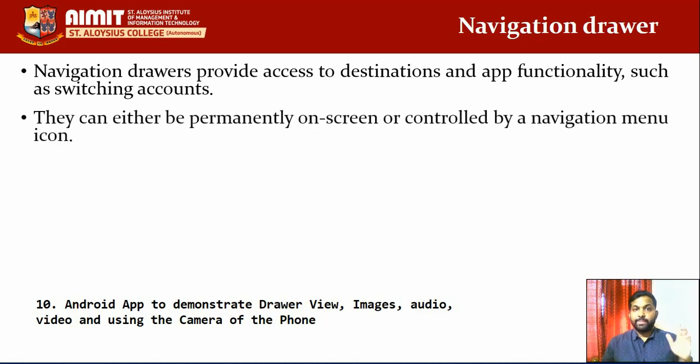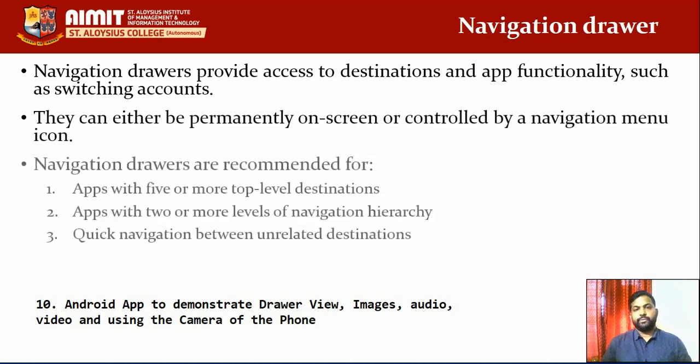And they can be either permanently on screen or controlled by your navigation menu, which is normally preferred. And normally we use navigation drawers when your app has 5 or more top level destinations, like the inbox in Gmail. Also for apps with 2 or more levels of navigation hierarchy, like for example, we have labels separately in Gmail. If you have more than 2 levels of navigation hierarchy.